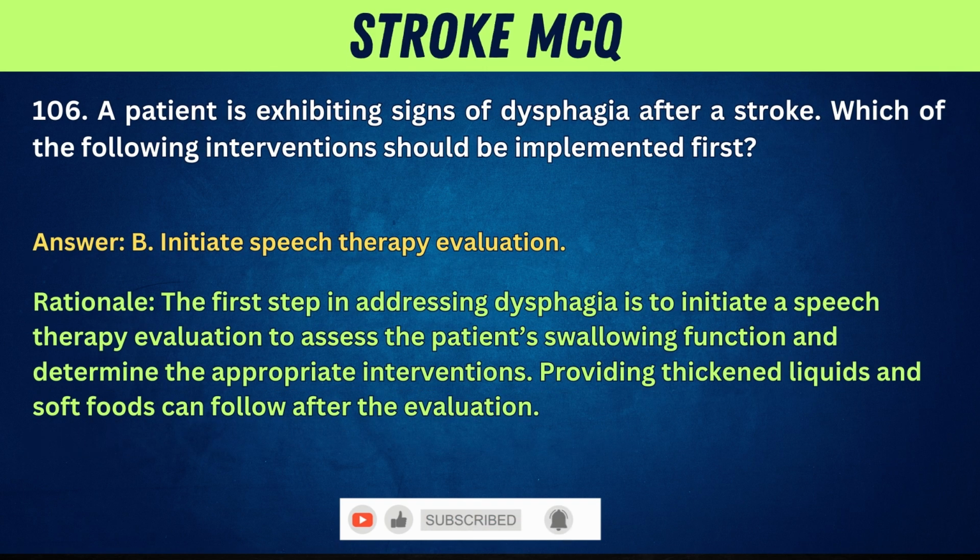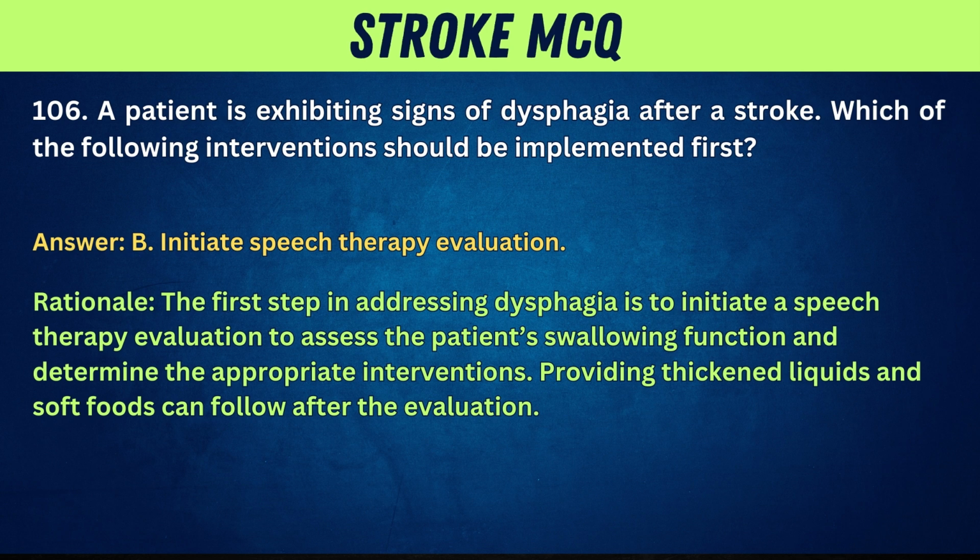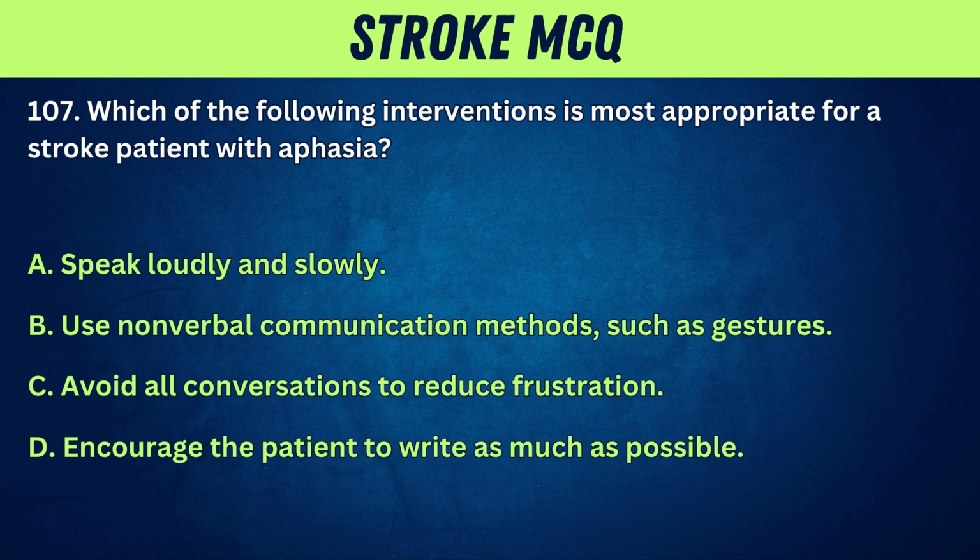Answer: B. Initiate speech therapy evaluation. Rationale: the first step in addressing dysphagia is to initiate a speech therapy evaluation to assess the patient's swallowing function and determine the appropriate interventions. Providing thickened liquids and soft foods can follow after the evaluation.